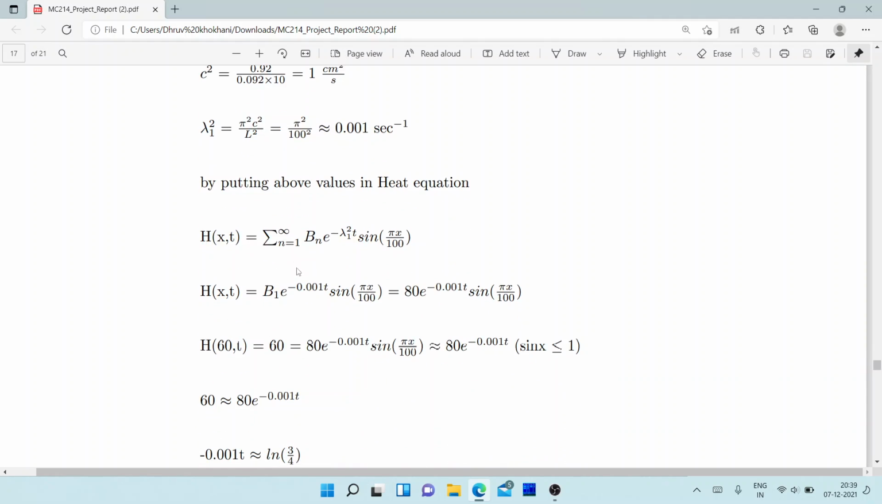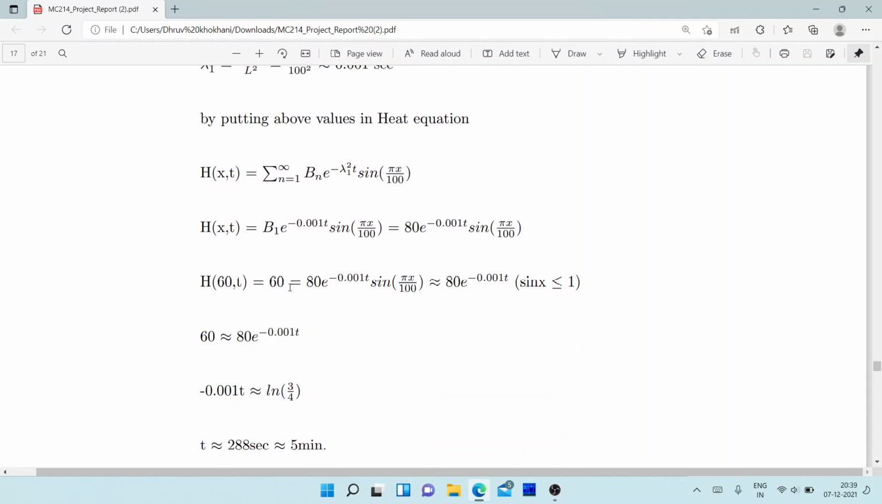And then we put the value of lambda in the heat equation. So we get this equation. Now we find the time taken to drop 16 degrees of temperature.